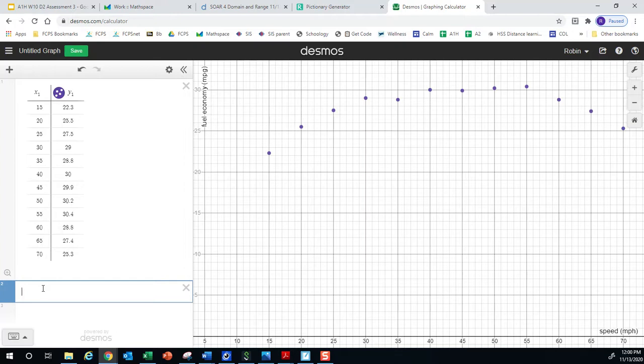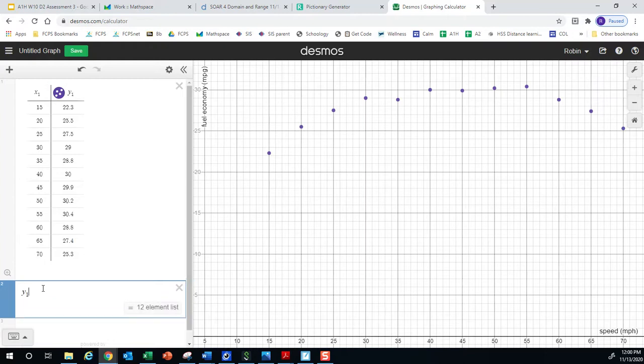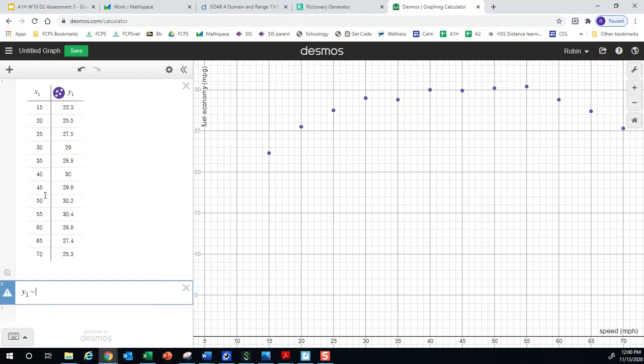But instead of y equals, right, I have to use y1. That's because up in the table here, it says it's y1. And instead of using an equal sign, this is the one tricky part, I'm going to use this little curve. Okay, and it's above the tab key. It's under the escape key on your laptop, right next to the number 1. That's how I get that little symbol.